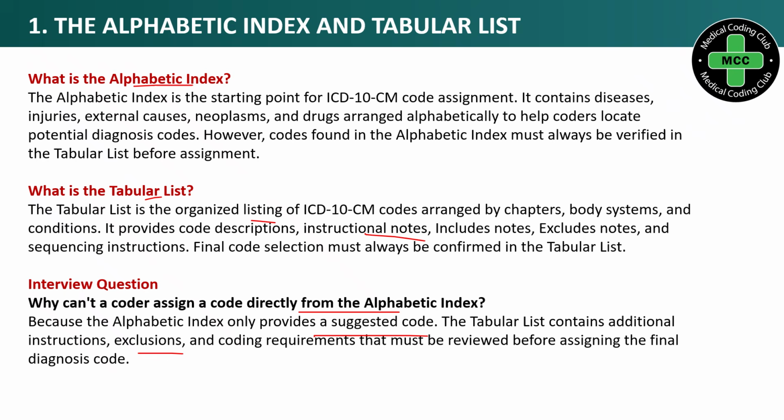Never just land on the alphabetic index. Make sure whatever guidance or code you got in the alphabetic index, you come and verify that code in the tabular list and see if any instructions are applicable for that code and follow that. So these are the points you should remember about the alphabetic index and tabular list.